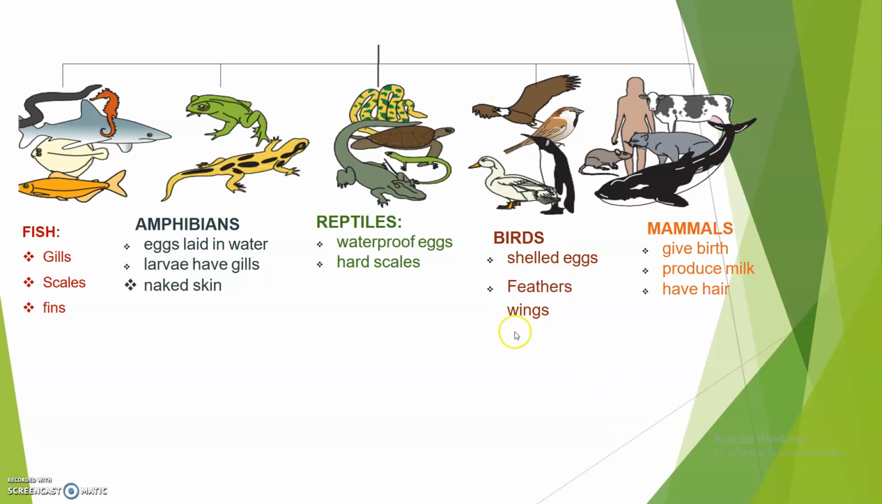Now birds, the features are shelled eggs. You all know the chicken egg, right? So what is the peculiarity? It is having a shell. The egg is having a white shell. So basically birds lay shelled eggs.